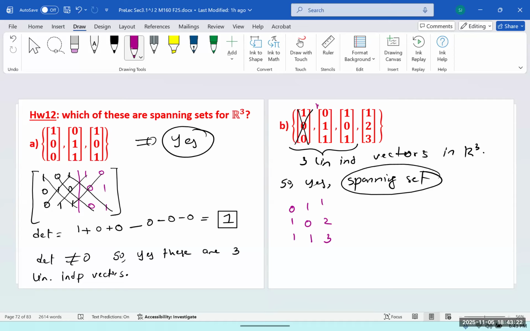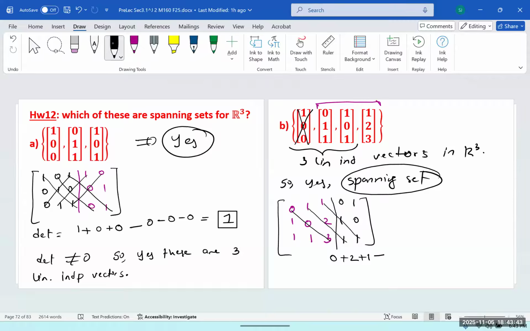If you take these three and make a matrix, we have 0, 1, 1, 1, 0, 1. So the first right diagonal is 0, the second right diagonal is 2, the third right diagonal is 1. Then you're subtracting. First left diagonal is 0, second left diagonal is 0, and third left diagonal is 3. What's the result? 0. You see the surprising thing?